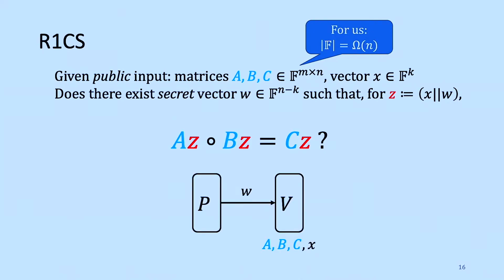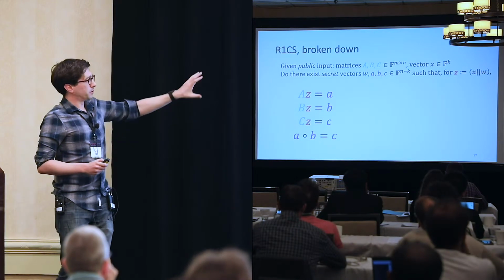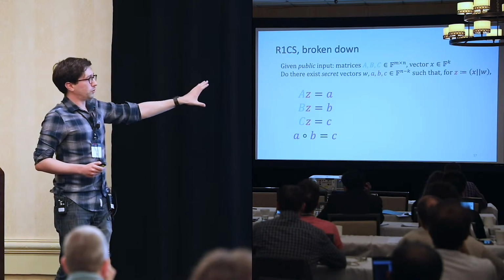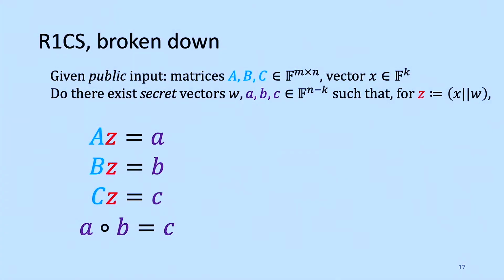And I can think about a simple proof system for this R1CS instance. The prover just writes down the witness, sends it to the verifier, who checks. OK. Now, this will seem a bit strange, but I'm going to break it down into 4 different parts. So there are 4 equations that I have to check. I'm going to introduce these new vectors A, B, and C. A is supposed to be equal to A times Z, B is supposed to be equal to B times Z, and C is supposed to be equal to C times Z. And then at the end, I take the element-wise product and check that A element-wise product B is equal to C.